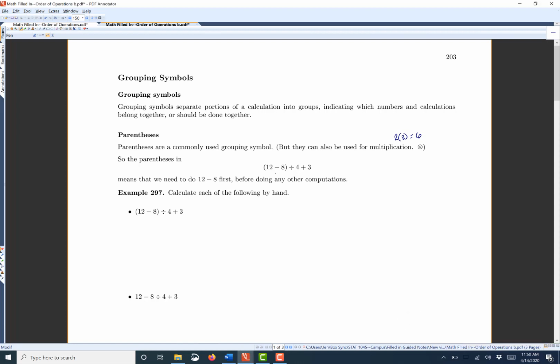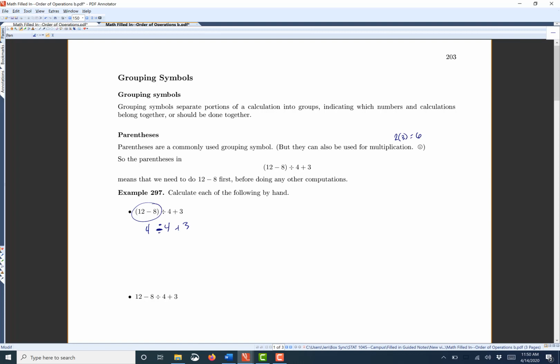So parentheses in this, like 12 minus 8 divided by 4 plus 3. The parentheses around the 12 minus 8 means we need to do that 12 minus 8 first before we do anything else, because in our order of operations we had parentheses first. So let's try each of these by hand and see what we can do. So when I look at this, you have to do parentheses first. So it's 12 minus 8 means do that part first. So 12 minus 8 is 4 divided by 4 plus 3.